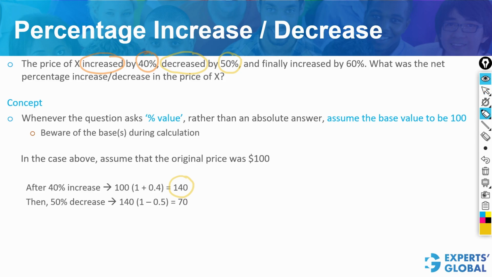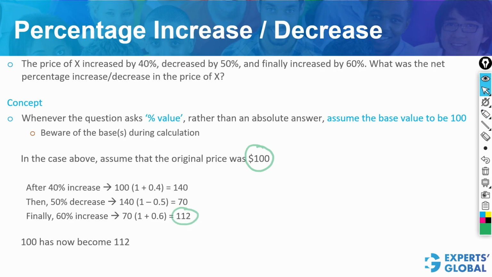Please note the change in base here. It's 140 now. Initially, it was 100. Next, there is a 60% increase. Therefore, the final value is 70 times 1.6. The value is 112. The original value was 100. The final value is 112. 100 has become 112. Thus, there is a net 12% increase.